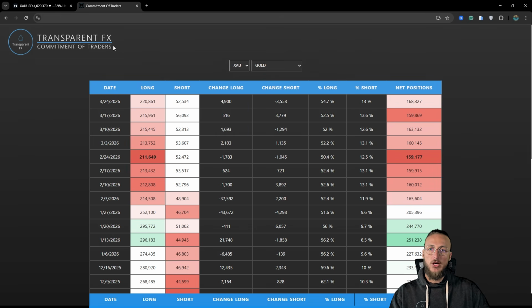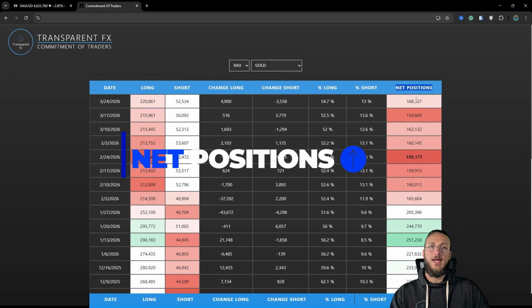So we have to go and check what is going on when it comes to the commitment of traders. So what the big institutional speculators in the market are doing. Now, this data is already for gold against the USD, which is exactly what we are analyzing. And what we can see here, if we look at the net positions, is that net positions with the last report have started again to be increased.